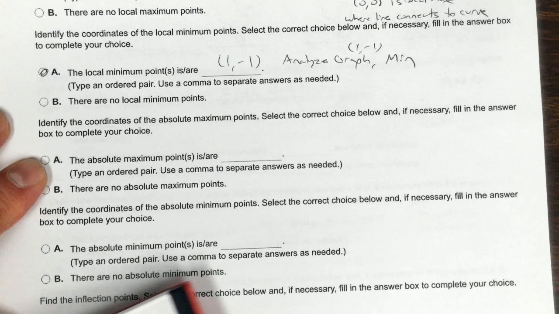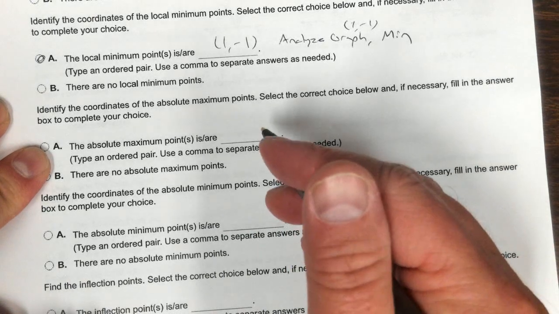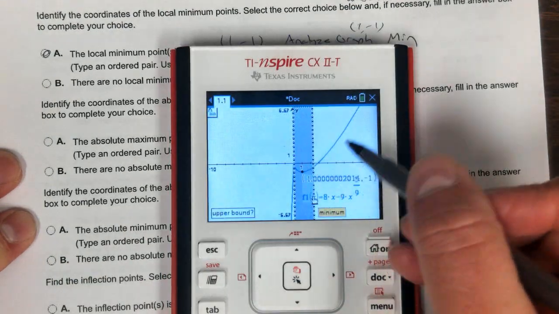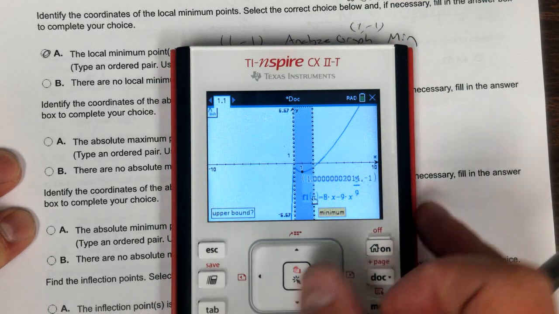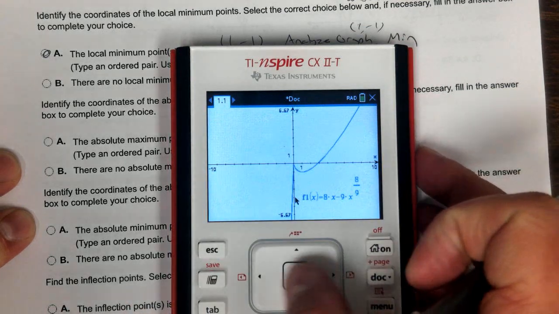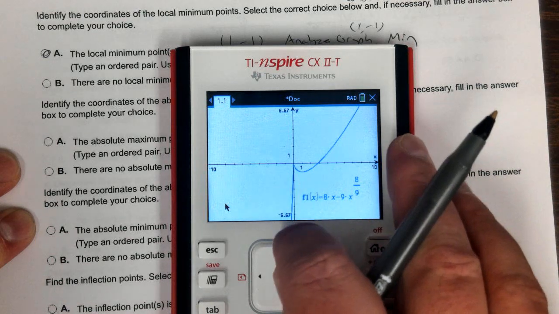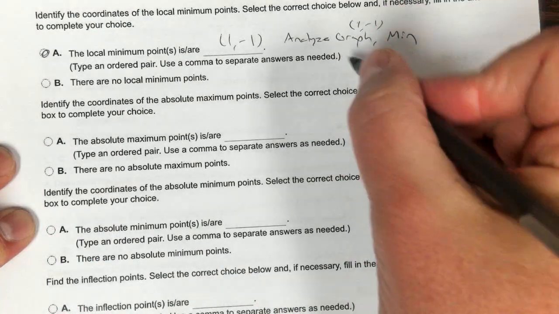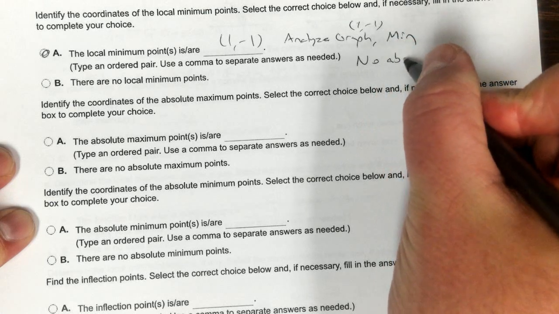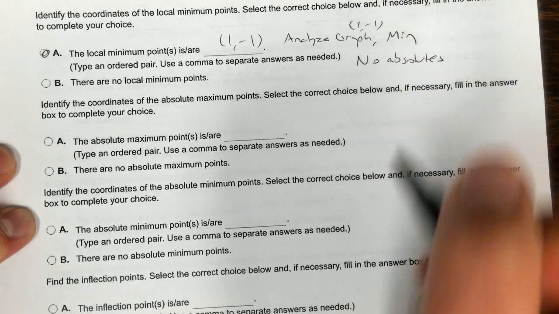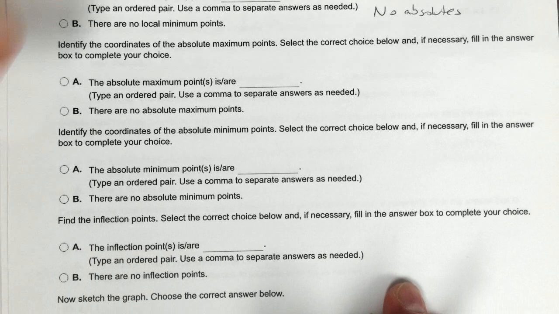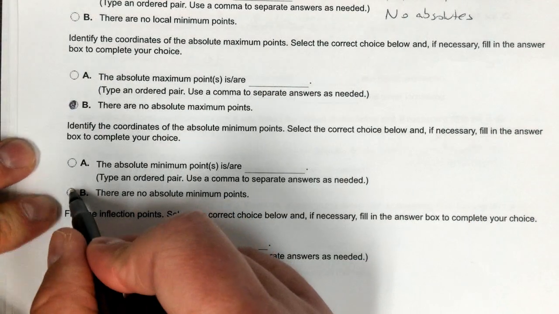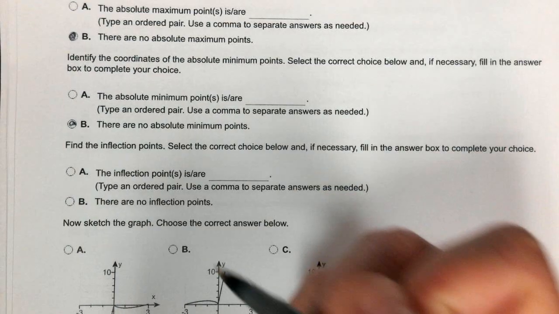Okay, minimum. And then this would not have an absolute max, because it just keeps on going up and up and up. And it looks like it wouldn't stop here either for the minimum, so you'd have no absolutes. So then we put this as B for no absolutes, and this is B for no absolutes.